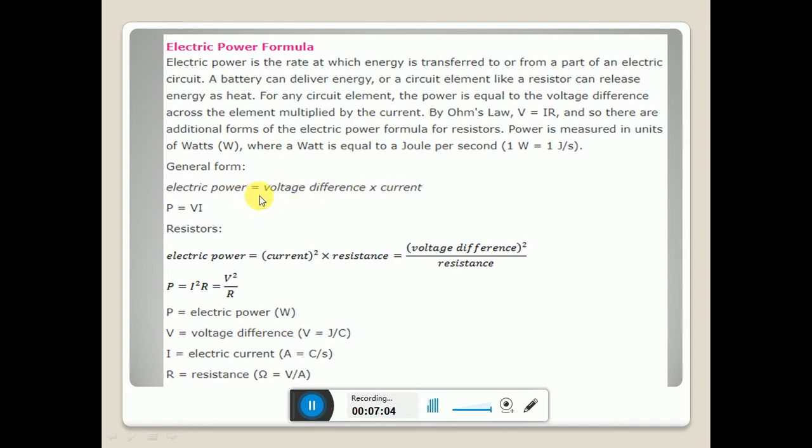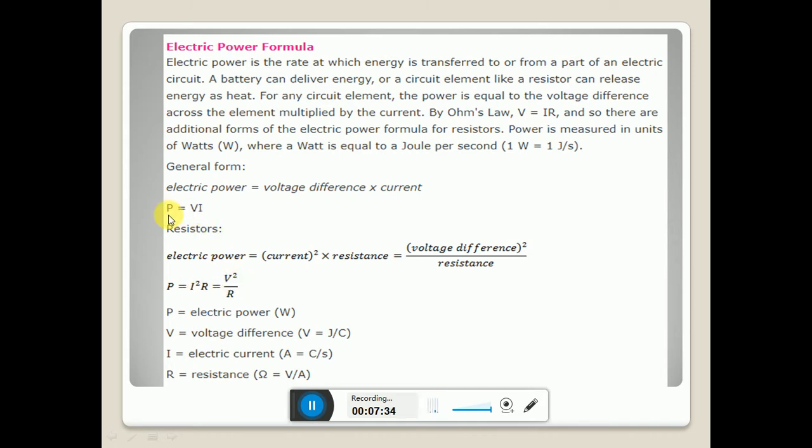So power, we know that work done, W is equal to VIT. So power is equal to work by time. So VIT by T, the time factor gets cancelled, so it becomes voltage difference into current. So I can write power P is equal to VI. If I apply Ohm's law, V is equal to IR, so it becomes I square R. Again if I apply Ohm's law, replacing I by V by R, I can write V square by R.